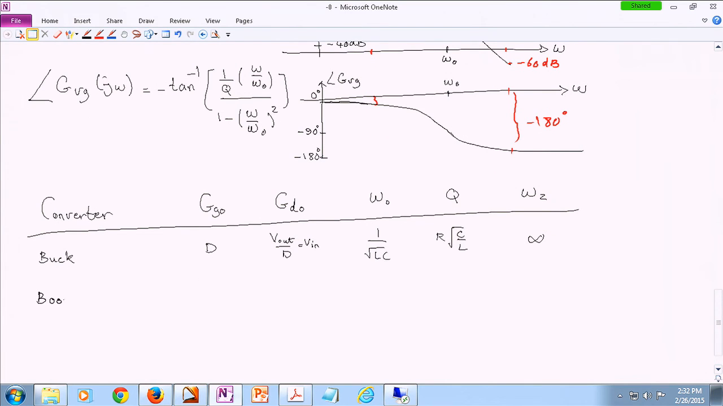If you switch to the boost converter, this is 1 over D prime. Remember, D prime is 1 minus D. And this is V out over D prime.